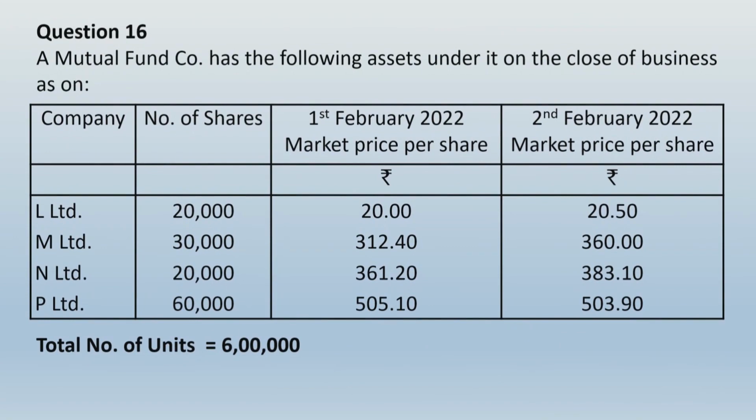A mutual fund company has the following assets under it on the close of the business as on. So as on, and then they have given two dates, 1st February 2022 and 2nd February 2022, and they have basically given you the market price per share. Now if you see, the shares of 4 companies are held by this mutual fund, that is L, M, N and P, and the number of shares they have given. So market value of each share or market price of each share is given on 1st February as well as 2nd February, and then they have given you total number of units as 6 lakh units.